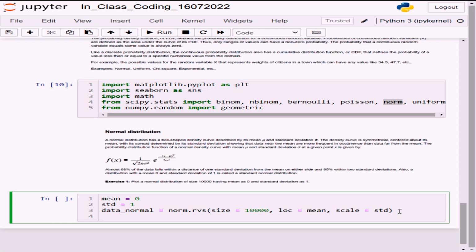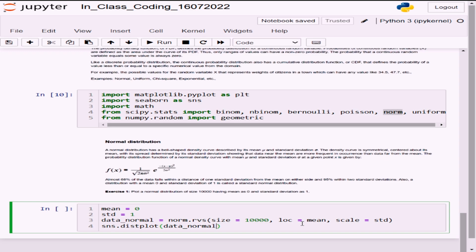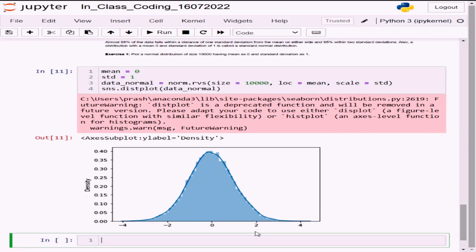Then we go to the plotting part. I'll directly try to plot it. sns dot, I think I can call it distplot. Yeah, distplot is there. Plot this for the data normal. Let's see whether we get it.